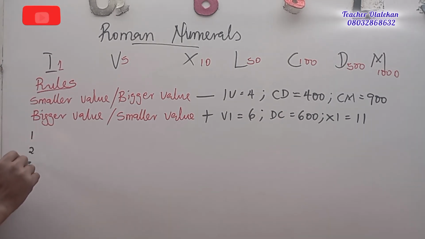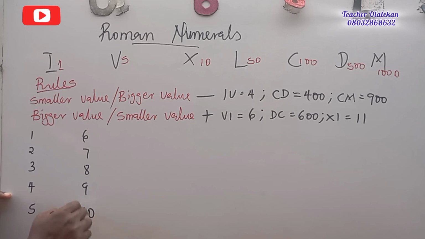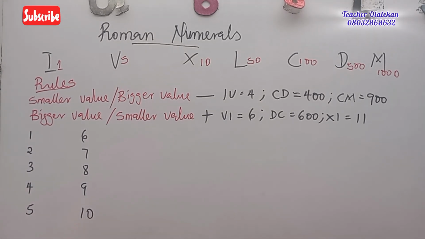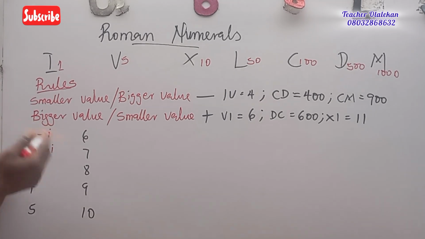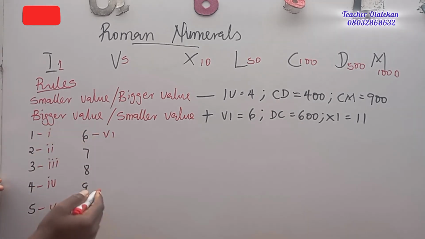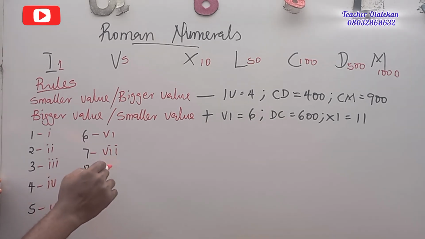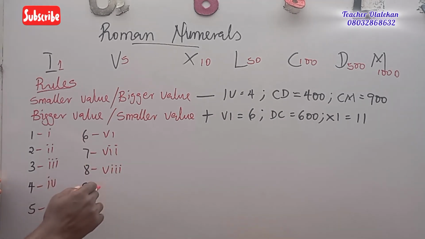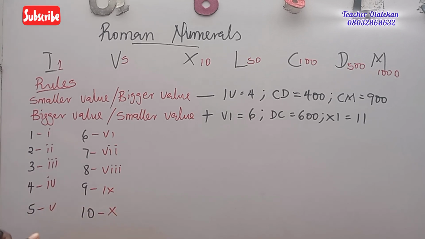So now let's have the first 1 to 10 so that you see how it is done. 1, 2, 3, 4, 5, 6, 7, 8, 9, 10. As you can see, 1 is I, 2 is II, that's 1 plus 1, 3 is III, that's 1 plus 1 plus 1, and for 4, since we are approaching 5, you take away 1 from 5, that's IV. 5 is V, 6 is VI, that is 5 plus 1, 7 is VII, that is 5 plus 2, and VIII for this, and for 9, that is IX, that's 10 minus 1, and for 10 is X.